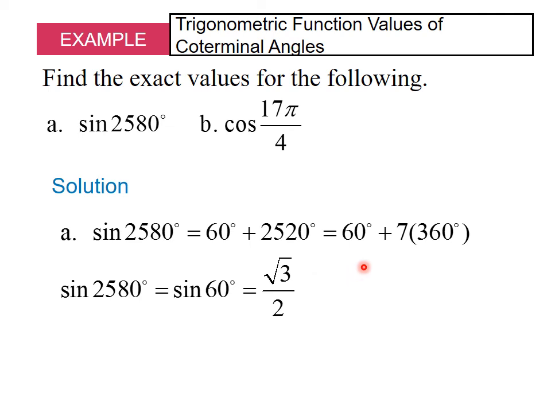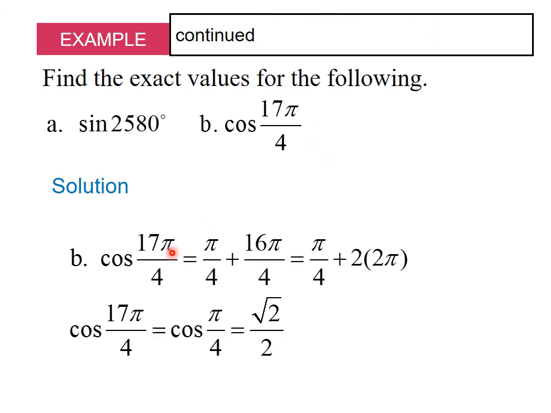Pi works a little differently. With pi, you have to think in terms of 2 pi. So let's take a look at an example here. Cosine of 17 pi over 4. Now this is where the trick comes in. Remember, it's 2 pi, is that right? But you have a denominator of 4. So the question is this.